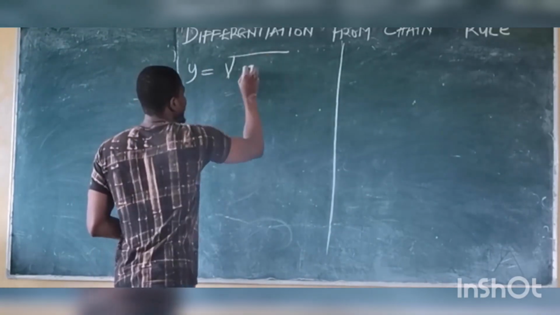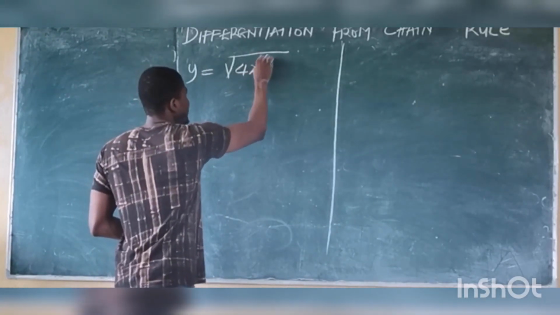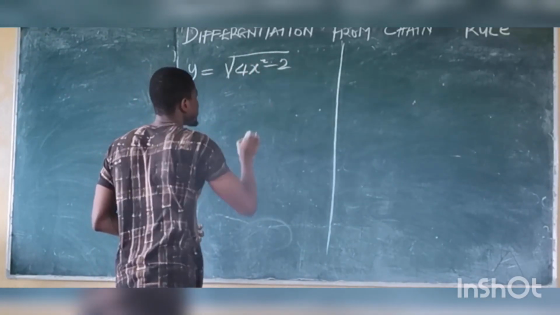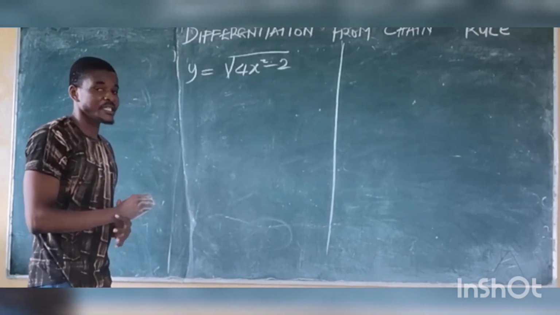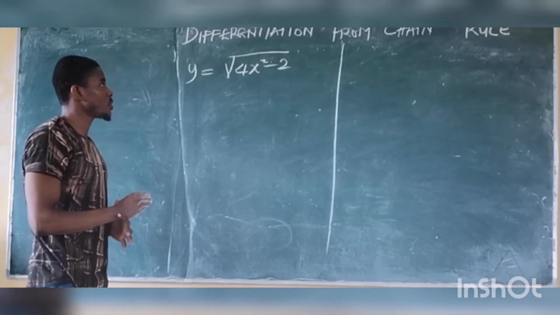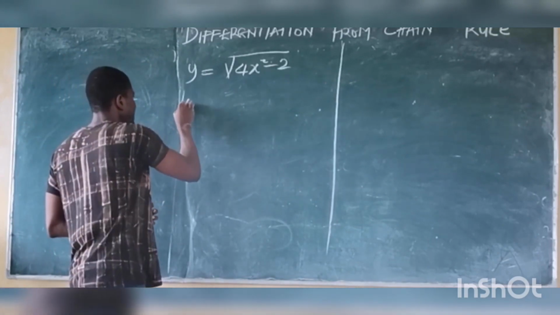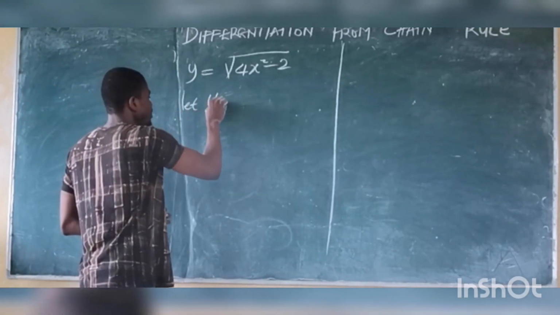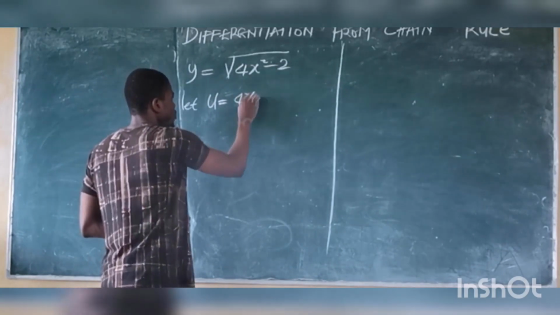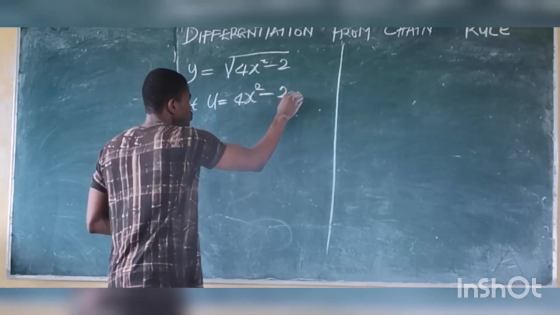To continue on chain rule differentiation, let's say we have y equal to the square root of 4x squared minus 2, and we are asked to find dy/dx.